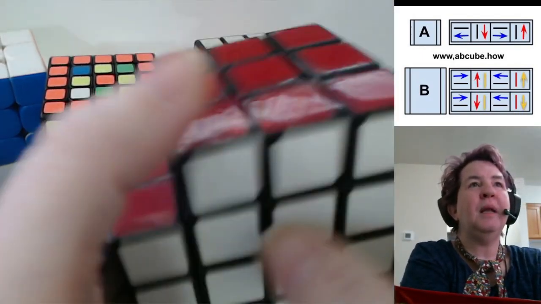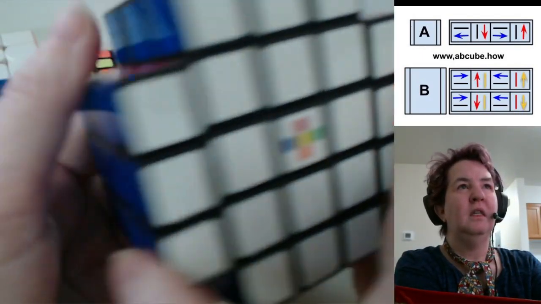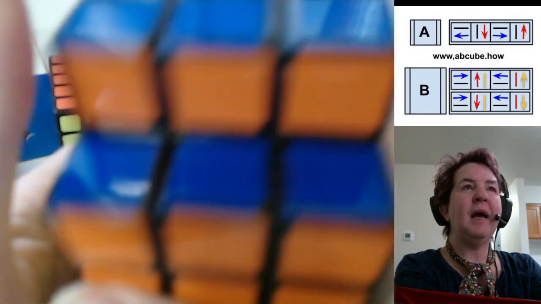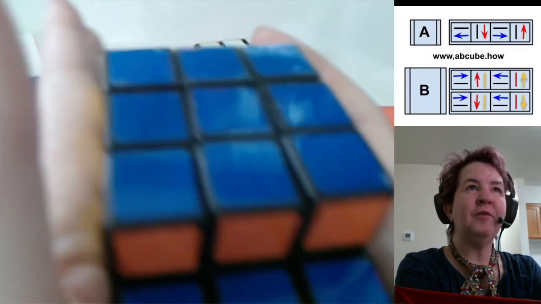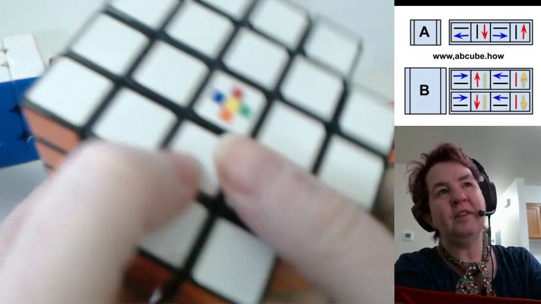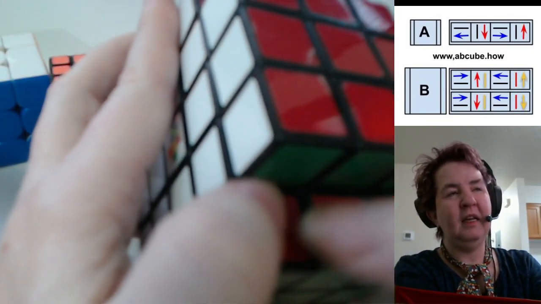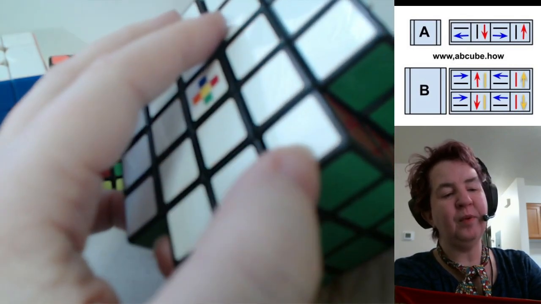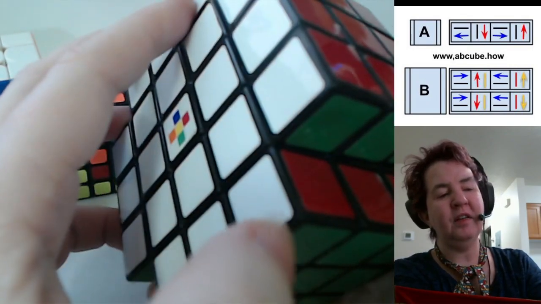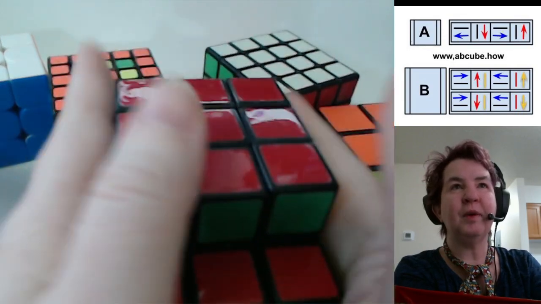This is a plus cube, and if you imagine this to be a 5x5 with pieces missing, it works on this as well. So you don't have to worry about getting confused between this red, white, and green, and this red, white, and green, because it only lands in one spot. The cube knows what it's doing.